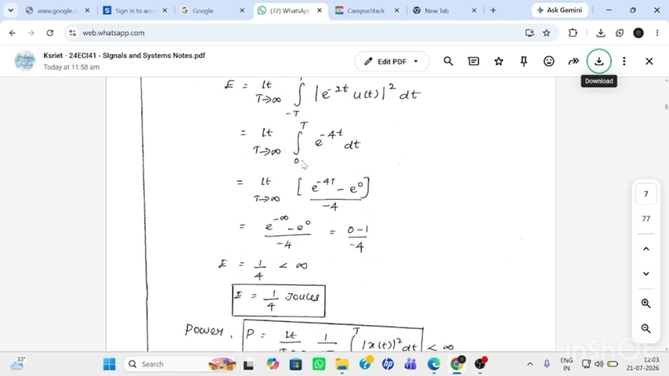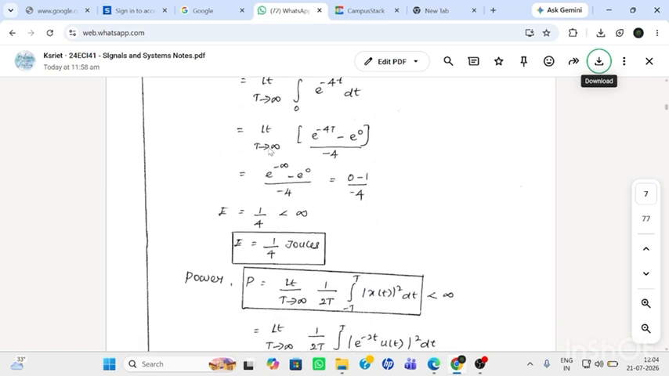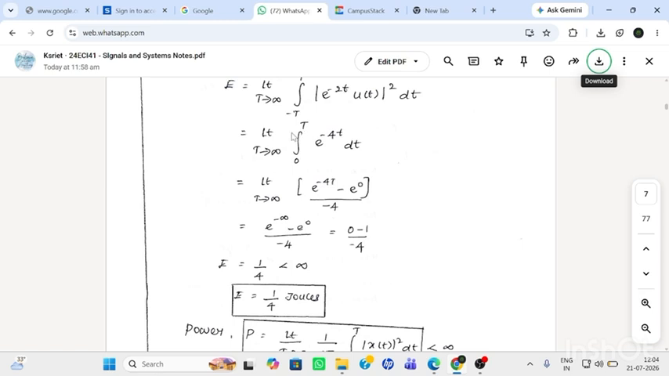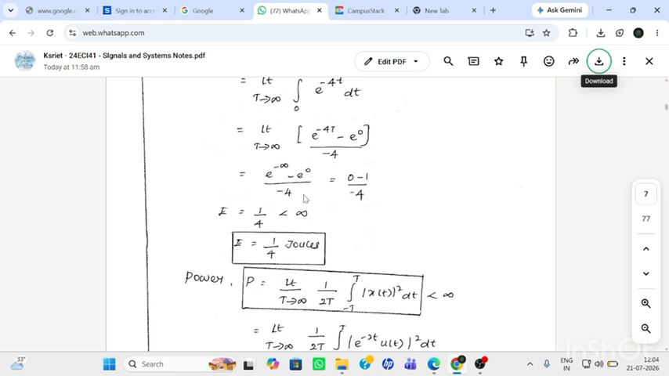So we have to integrate e power minus 4t, which is e power minus 4t divided by minus 4. We are going to apply the lower limit and upper limit. The lower limit is 0 and the upper limit is T. And now we can substitute the value of T as infinity, so the upper limit becomes infinity. So e power minus infinity minus e power 0, divided by minus 4. E power minus infinity, the value is 0, and minus e power 0 is minus 1, divided by minus 4. The energy of the signal is 1 by 4, which is a finite number.